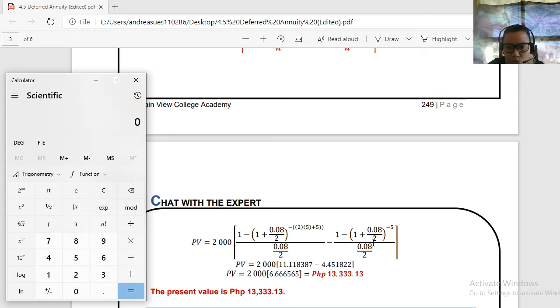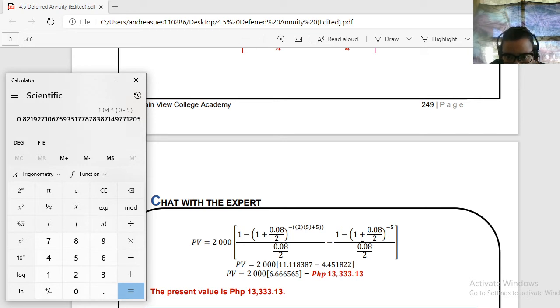We are going to start with the inside of the parenthesis. So 0.08 divided by 4 divided by 2. So the answer is 0.04. Again, we are going to add 1 to this part. So the answer is 1.04. Let's raise it to the power of negative 5. So the answer is 0.8219 and so forth and so on.